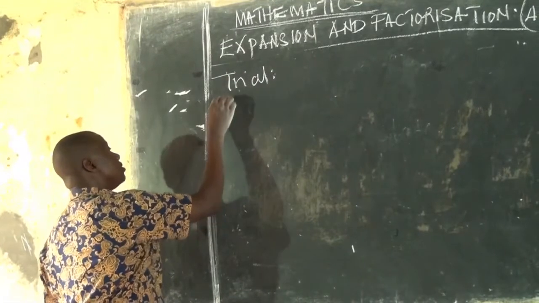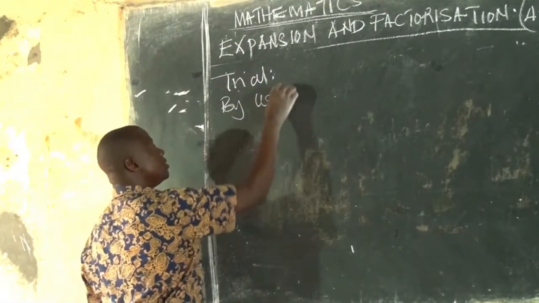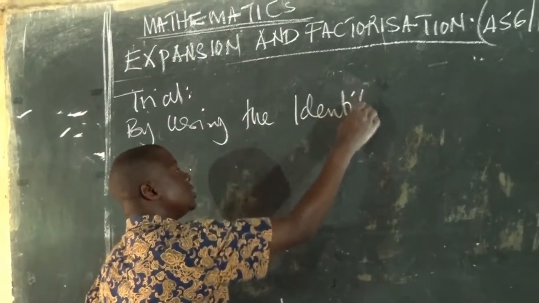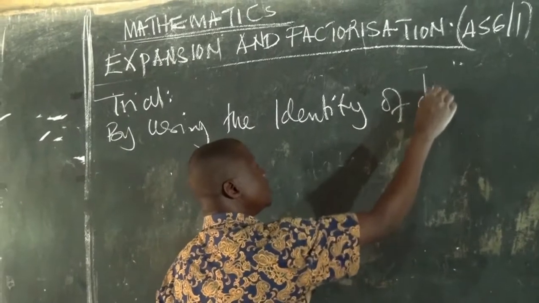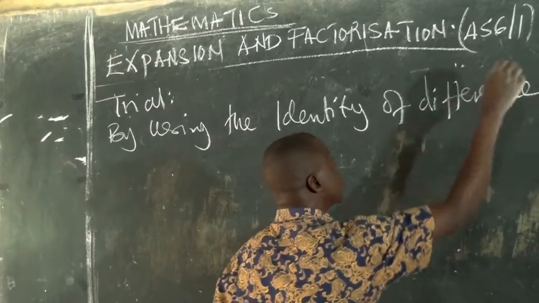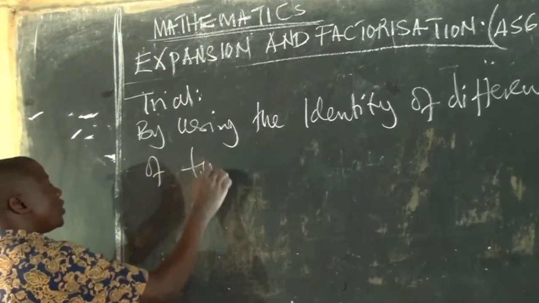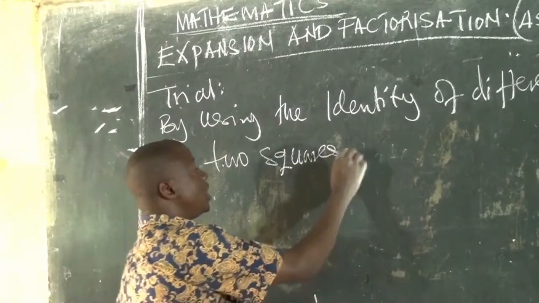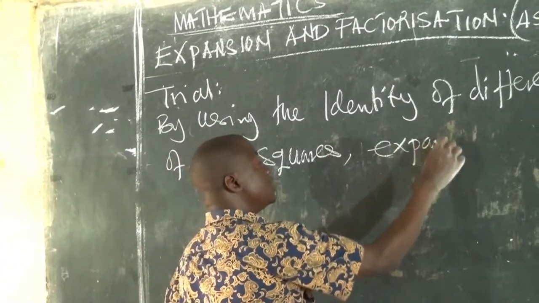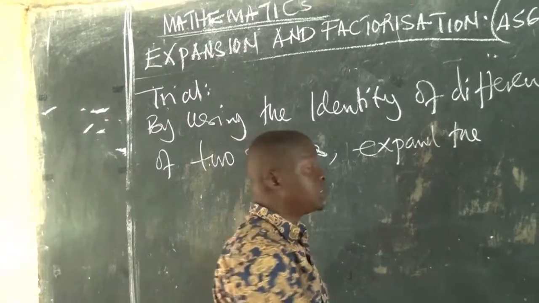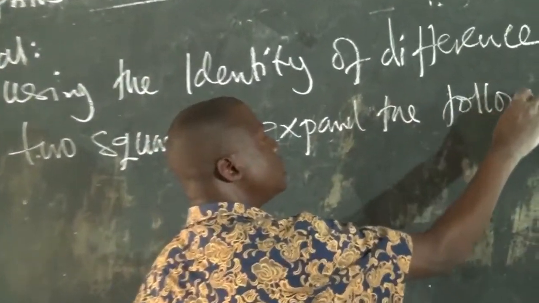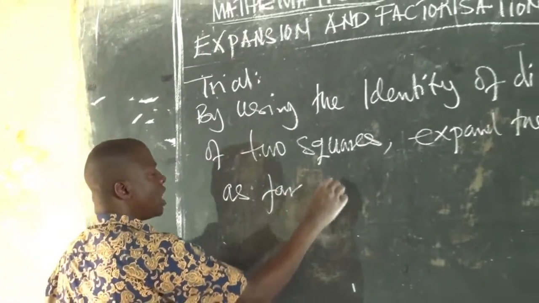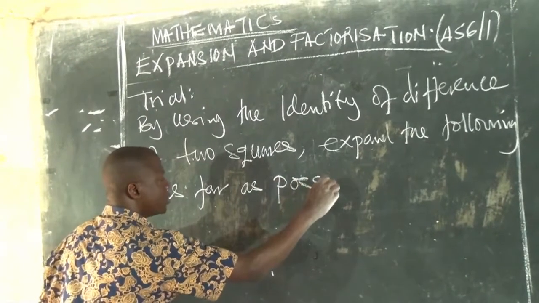So by using the identity of difference of 2 squares, expand the following as far as possible.